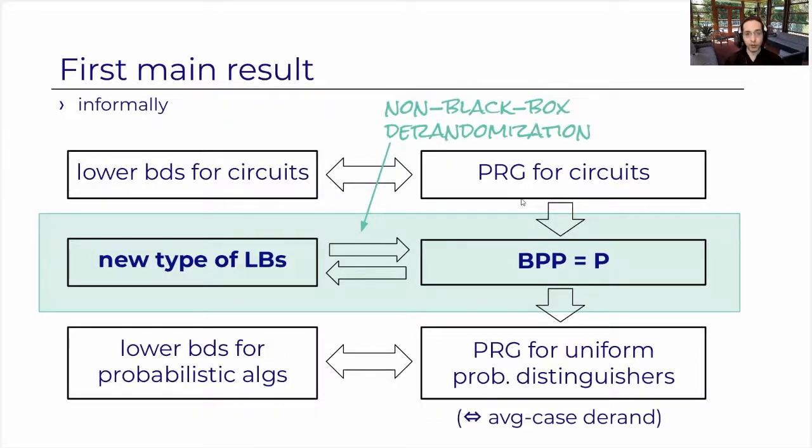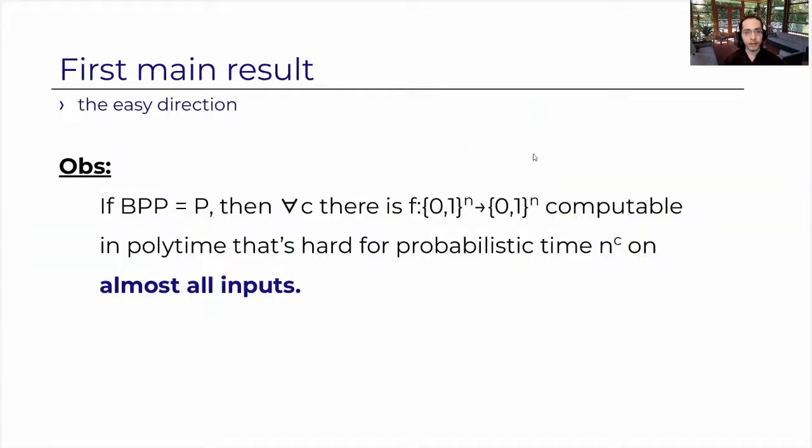And the first main result in this paper is a bidirectional connection between the statement BPP equals P and a new type of lower bounds, which aren't circuit lower bounds and aren't these classical lower bounds for probabilistic algorithms. These are new lower bounds. And of course, this connection uses non-black box de-randomization without relying on PRGs for non-uniform circuits. And let me go into a bit more detail.